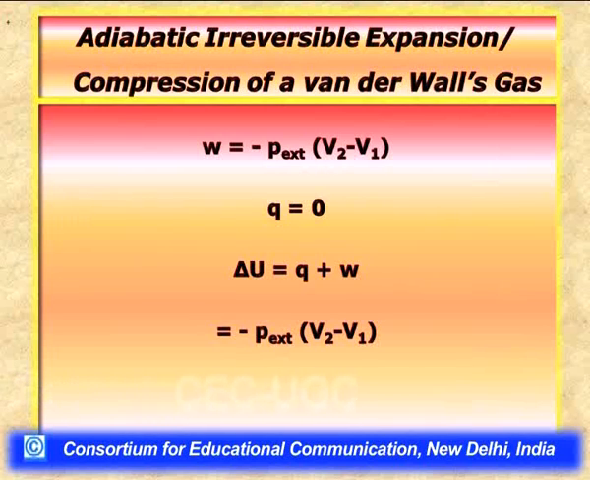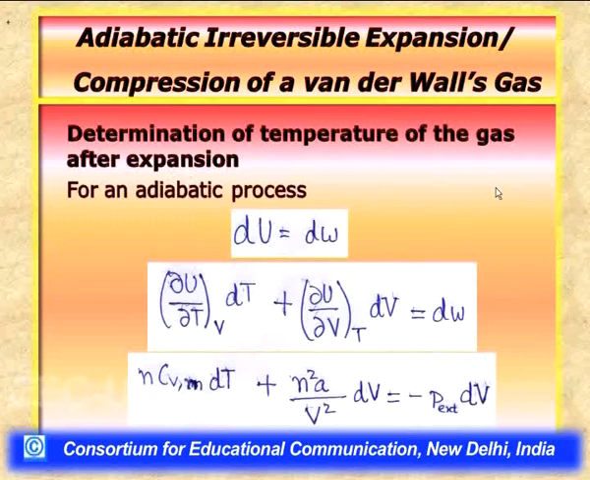Now, under irreversible conditions, W equal to minus P external times V2 minus V1. Again, since Q equals 0 for adiabatic conditions, making use of the first law of thermodynamics, when Q becomes 0, delta U equals W. Therefore, delta U equals minus P external times V2 minus V1. Again here we can look for the temperature change, that is the temperature of the gas after expansion.